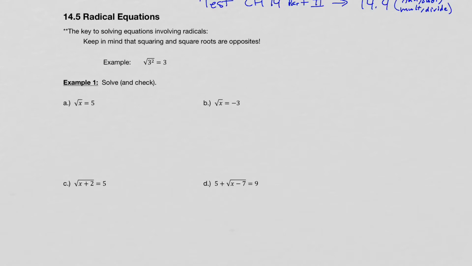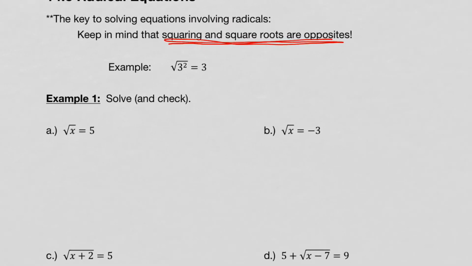Okay, so the key to solving equations involving radicals is squaring both sides. And this is why. When you square a square root, you get the same base. Another example like this would be, if you have the square root of 3, we can do the 2 on the outside and get a 3 as well. So the square root and the square are opposites, or inverses, and they just cancel each other out.